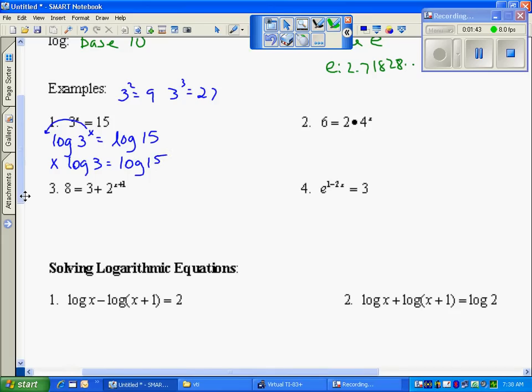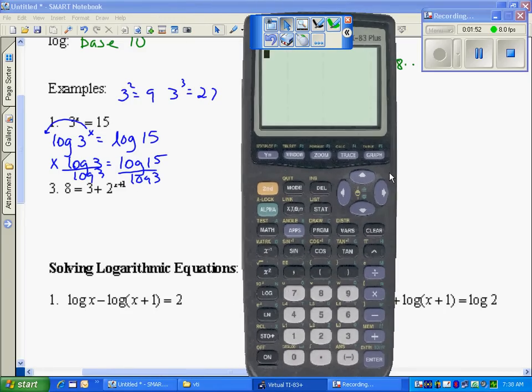Now if I'm going to solve for x, divide by log of 3. I can't take 15 divided by 3 or cancel my logs, because I'm looking at exponents, because that's what a logarithm is. So if I type in log of 15 and divide it by log of 3, I get an answer. Therefore, if I take 3 raised to that answer, I better get 15, and I get exactly 15. There's no way you could have guessed and checked that all the way out. Well, I guess you could have, but it would have taken a long time.